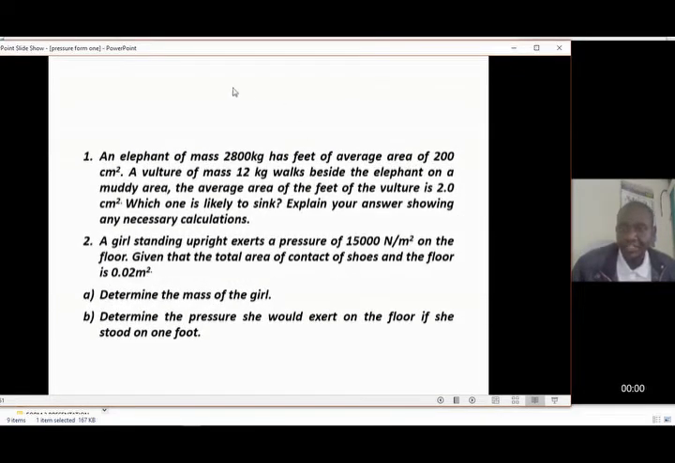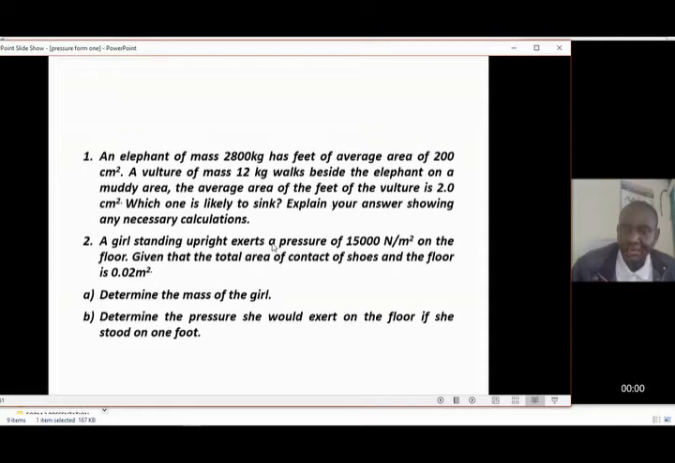An elephant of mass 2,800 kilograms has feet of an average area of 200 square centimeters. A vulture of mass 12 kilograms walks beside the elephant on a muddy area. The average area of the feet of the vulture is 2 square centimeters. Which one is likely to sink? Then explain your answer. Such questions require you to calculate: find pressure for the elephant, find pressure for the vulture. Which among the two can sink? The one that exerts more pressure, then you are able to explain your answer.